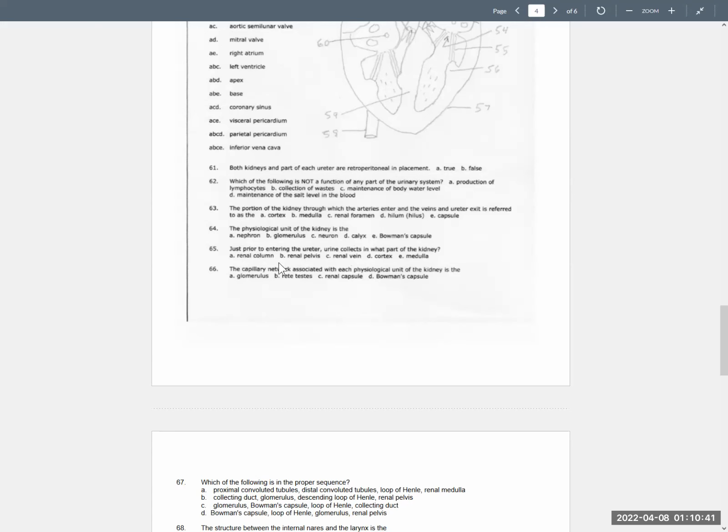Just 65. Prior to entering the ureter, urine collects in what part of the kidney? Okay, in the renal column, renal pelvis, renal vein, renal cortex, or medulla. What's the specific area that urine collects in just before it exits into the ureter? No guess? Renal pelvis. Wow. Renal pelvis.